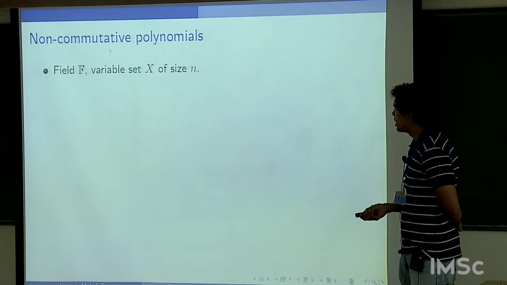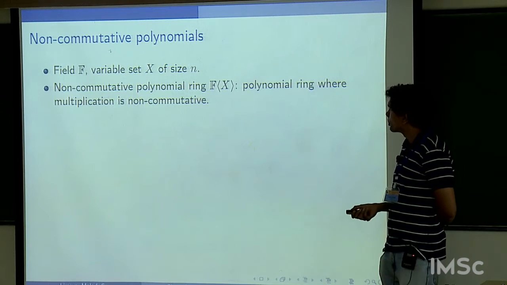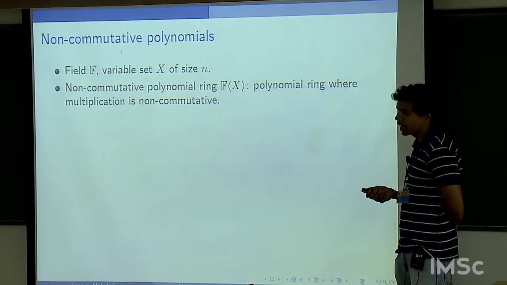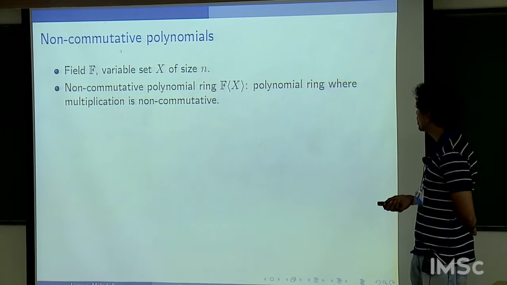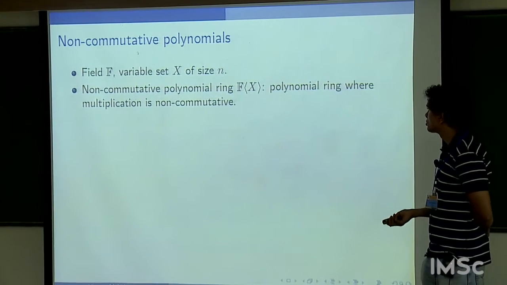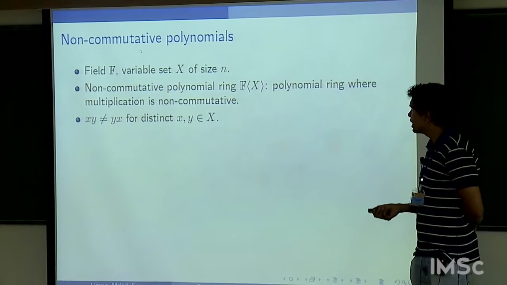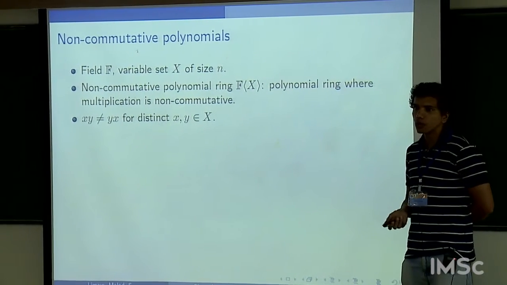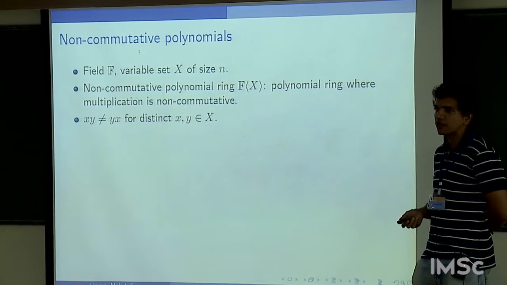Okay, and we are going to be looking at the non-commutative polynomial ring F⟨X⟩, which I denote like this with a funny left and right bracket. That's a non-commutative polynomial ring. It's just a polynomial ring where multiplication is non-commutative. So you have two variables x and y from a set of indeterminates; xy and yx are really different monomials. They don't cancel, for example, if you subtract one from the other.